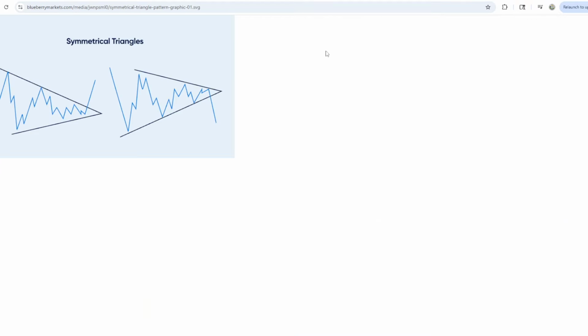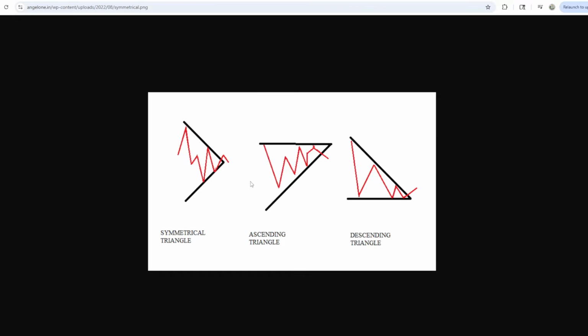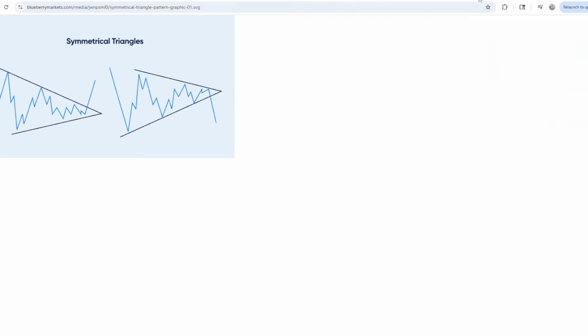But a symmetrical triangle is one type of triangle. We have ascending and descending, but symmetrical triangles lead to continuation. It's a tightening range with two converging trend lines with equal angles.